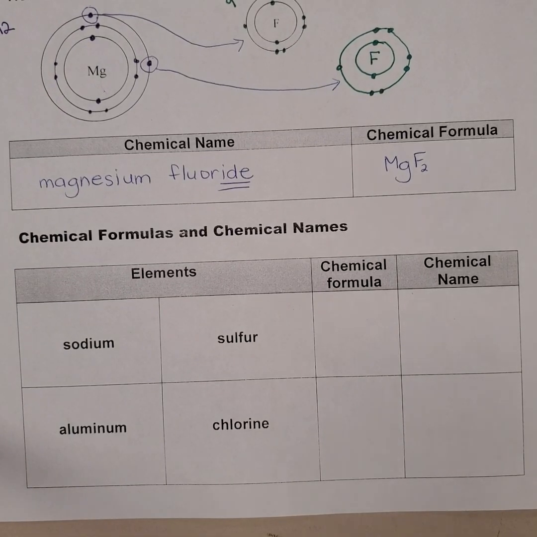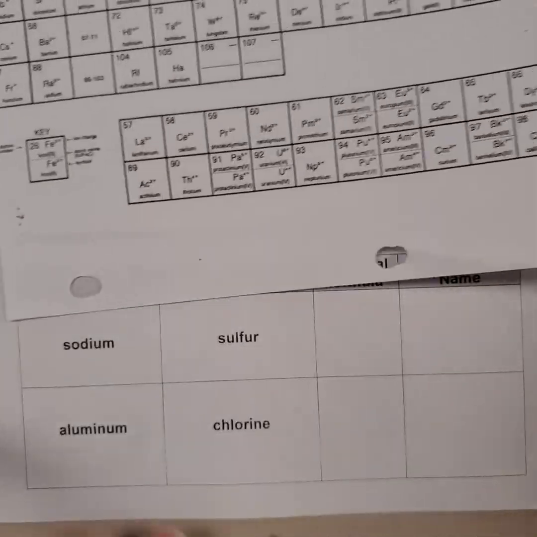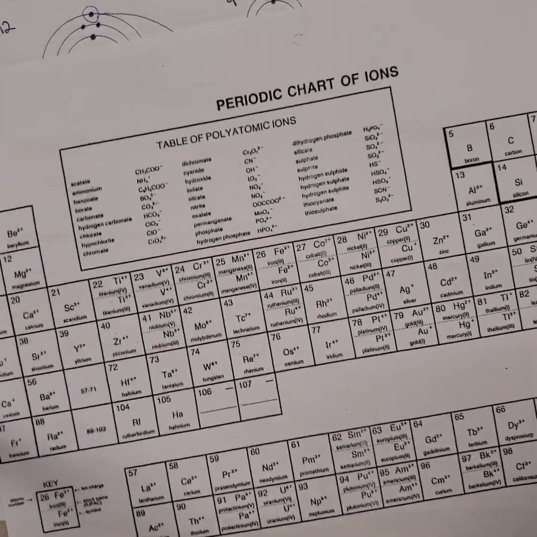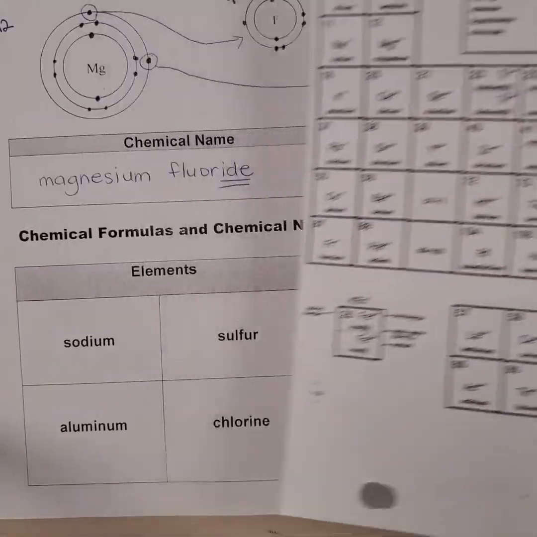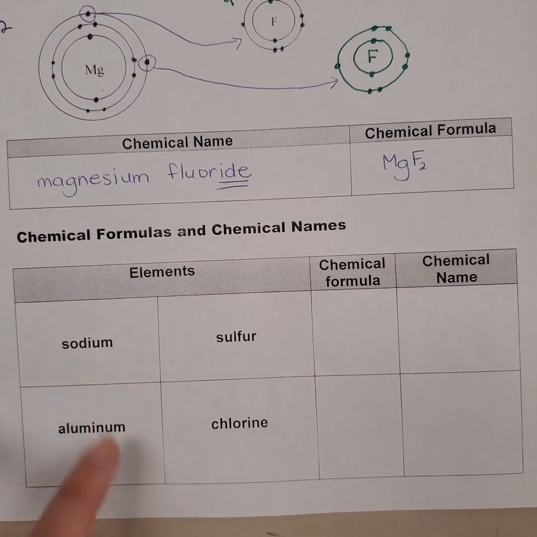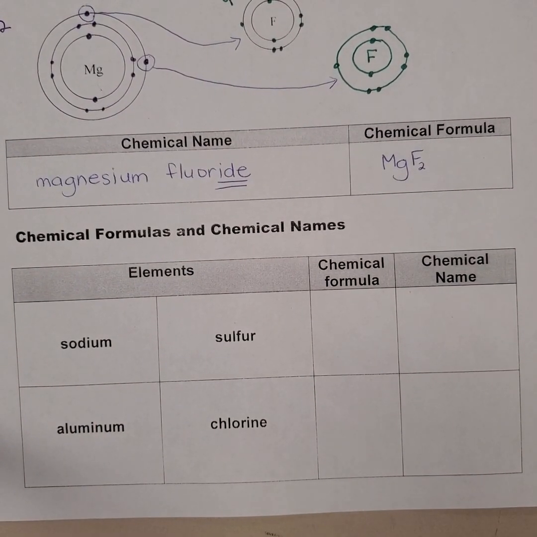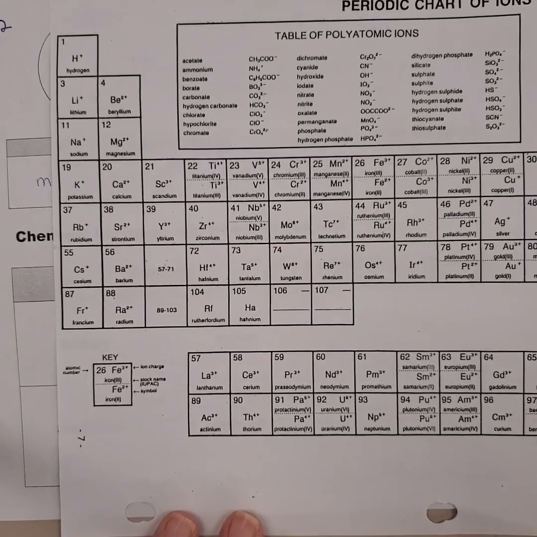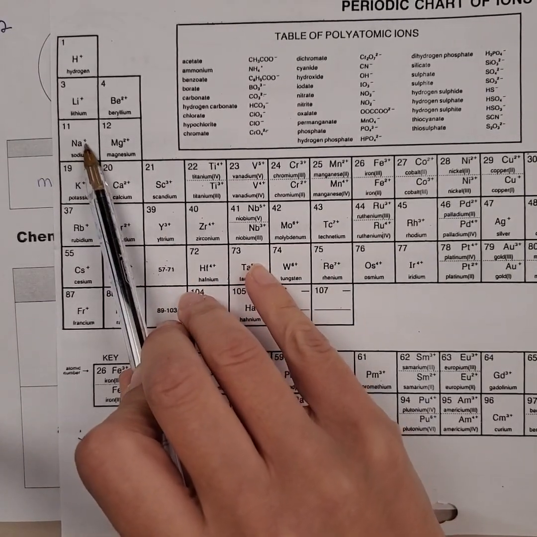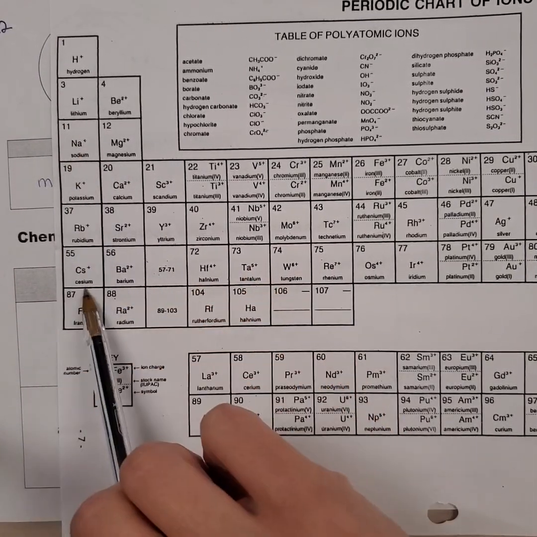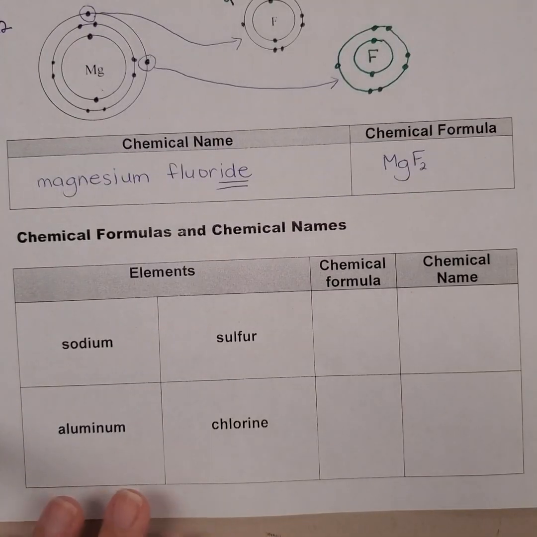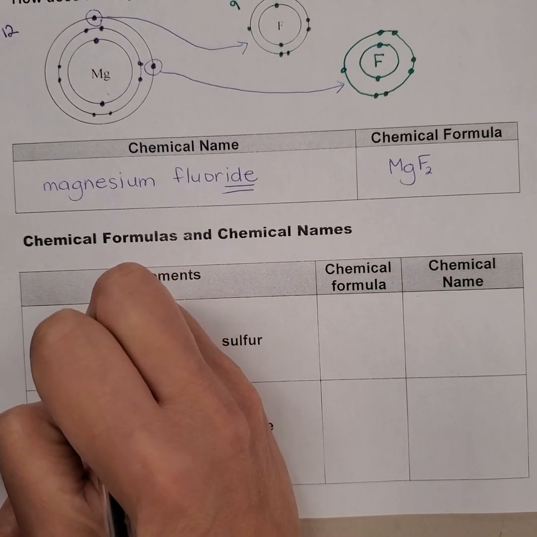So in order to do this, you need a periodic table. So you can use the one that I attached with the lesson, which looks like this. So I'll show you how it works. So you look up where sodium is located in the periodic table, and what you want to do is look at its ionic charge, which is right here. So sodium is in this column here, so it has a charge of 1+.